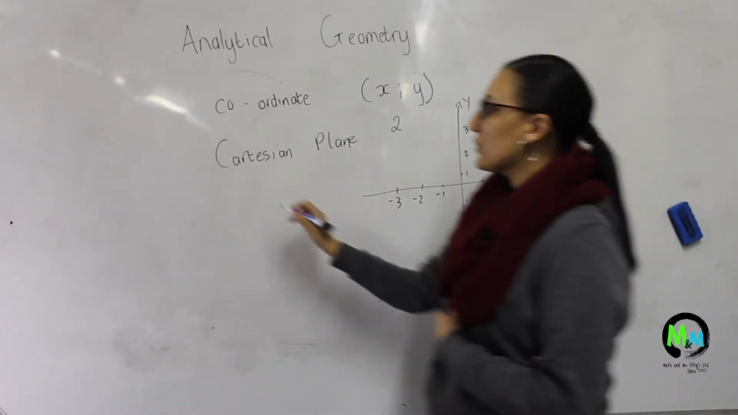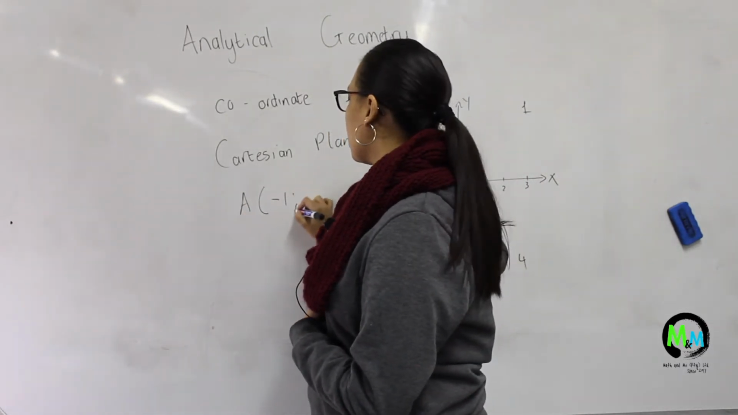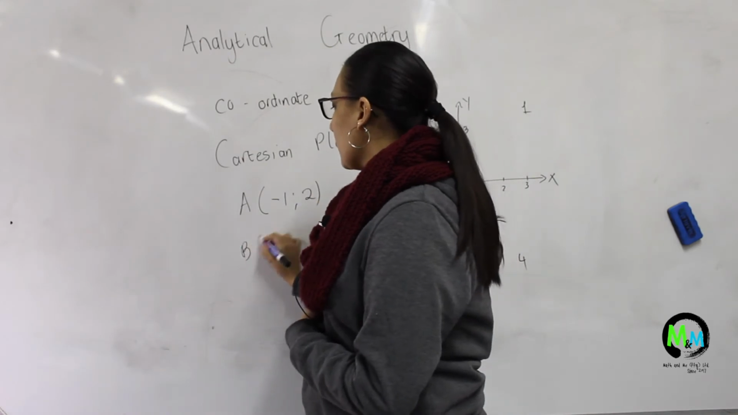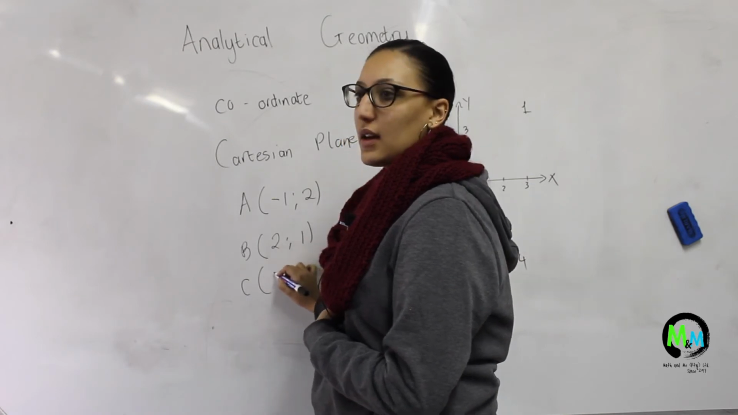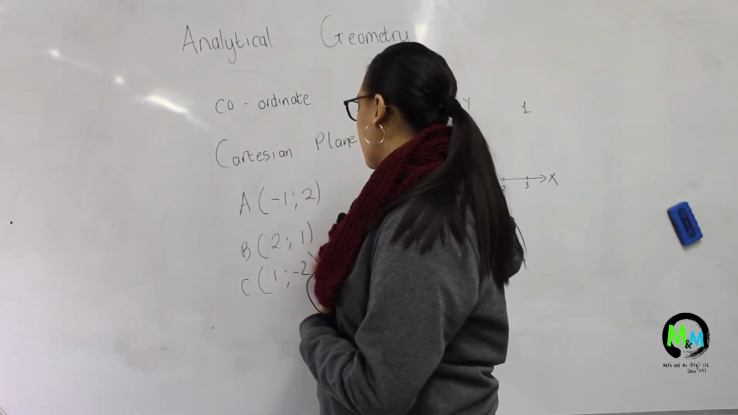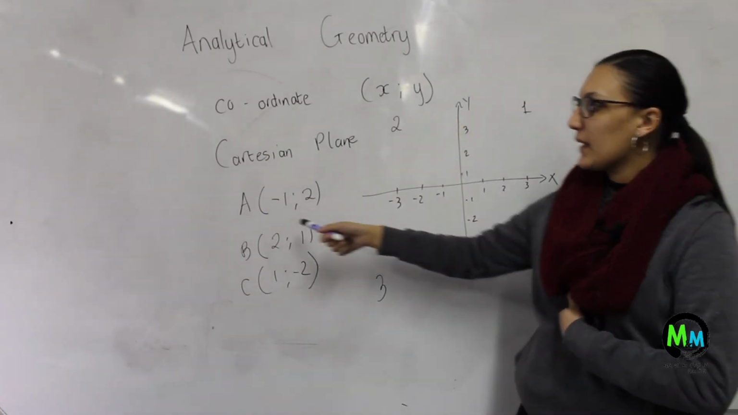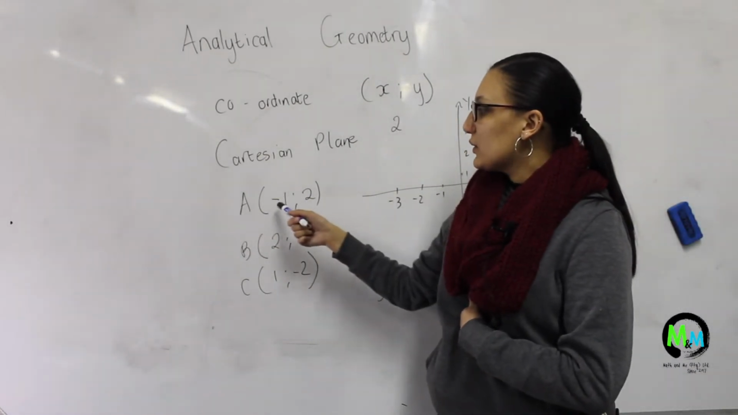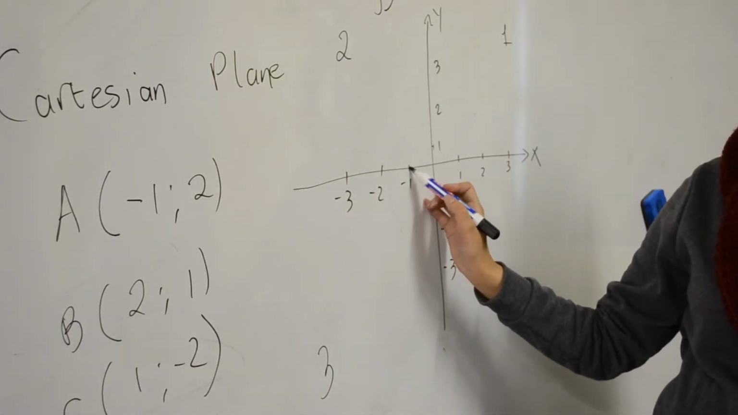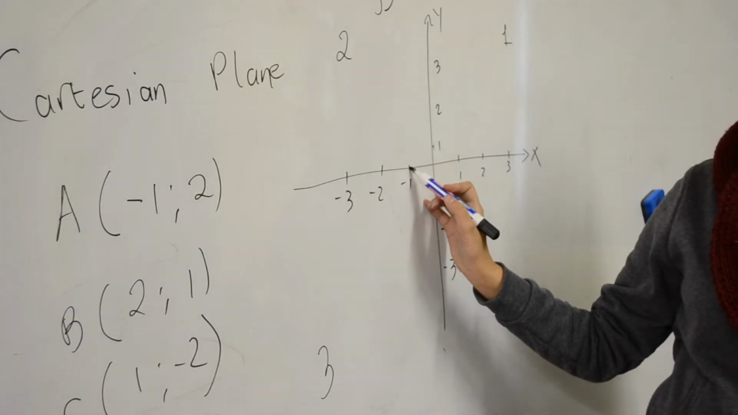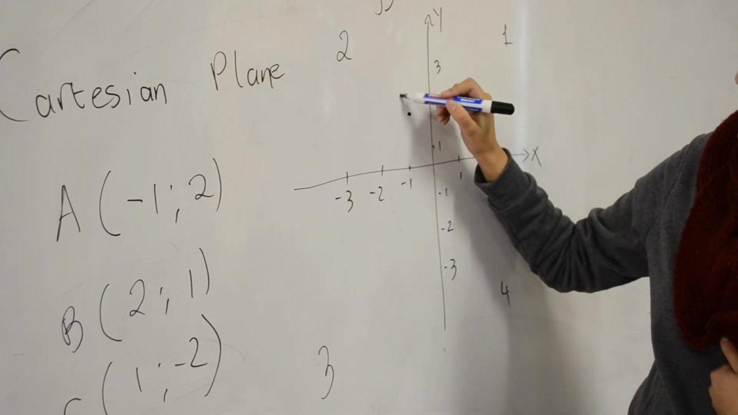Now let's say I ask you to plot these three coordinates. A, which is negative 1 and 2, B, which is 2 and 1, and C, which is 1 and negative 2. So now we know the coordinates are written as x and y. So A is negative 1 and 2. So on the x-axis we look for negative 1, which is here. And then we look for 2 on the y-axis, which is there. And we'll plot that coordinate as A.